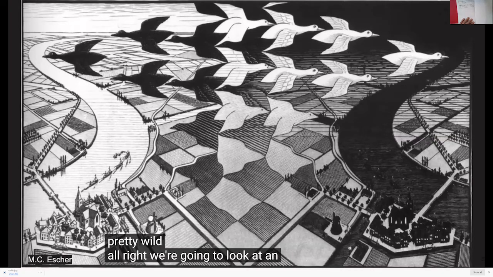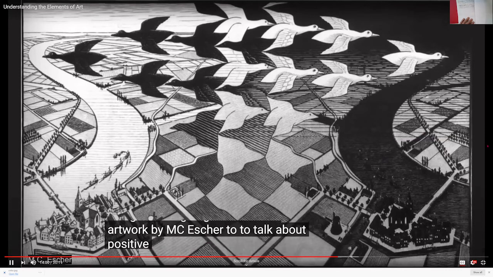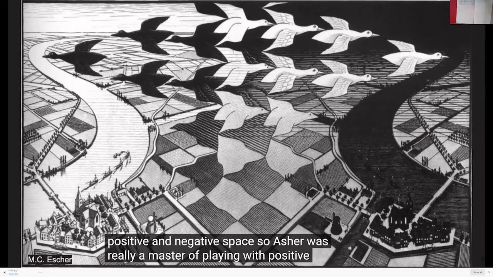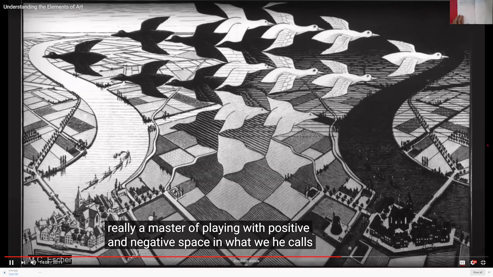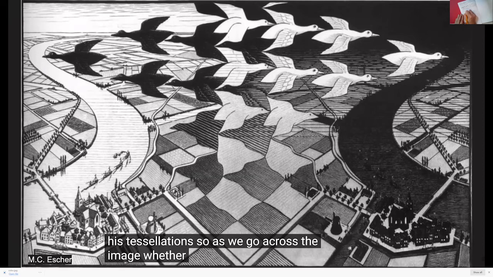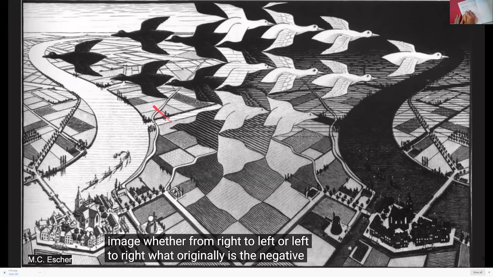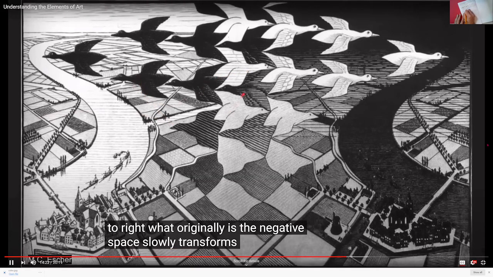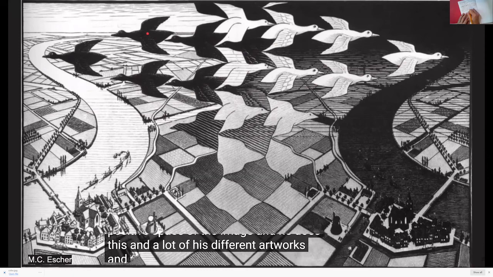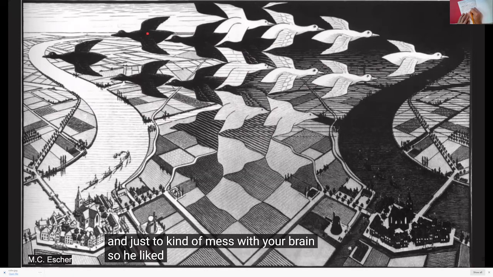All right, we're going to look at an artwork by M.C. Escher, too, to talk about positive and negative space. Escher was really a master of playing with positive and negative space in what he calls his tessellations. As we go across the image, whether from right to left or left to right, what originally is the negative space slowly transforms into the positive space of the image. And he does this in a lot of his different artworks, just to kind of mess with your brain. He liked to create a lot of different illusions in his artwork.